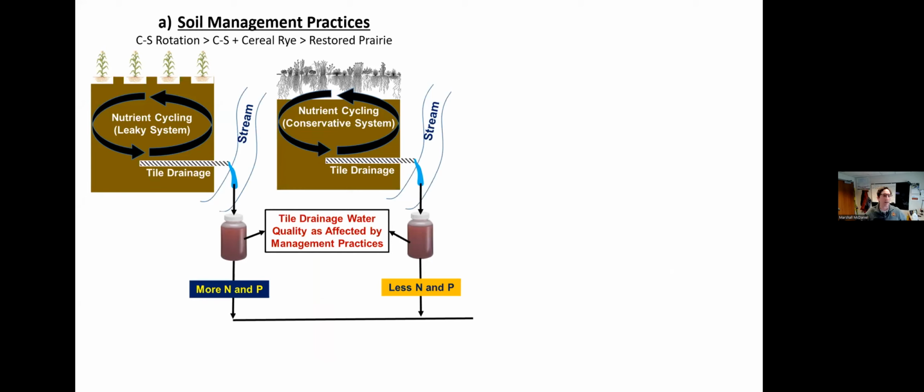And we collected it under a leaky system. This would be our corn soybean rotation, as greater amounts of nutrients we would expect, and we did find. I'll show you the analyses. And then under the restored prairie, there was very little nitrogen and phosphorus flowing out the tile line.